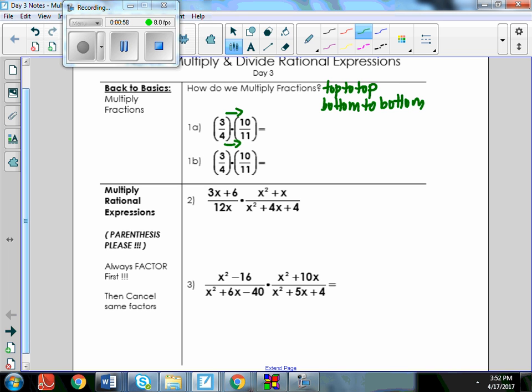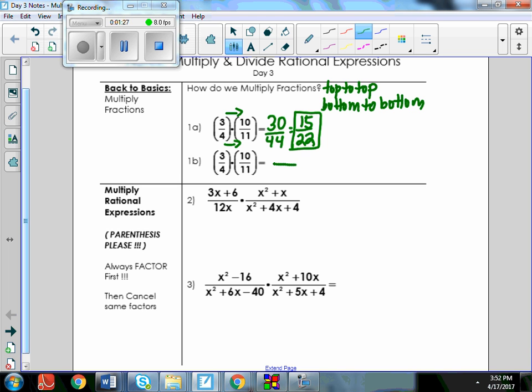So on the top one, what are you going to get? Good. Can you reduce that? Yeah. How do you know? They're both even, right? So they're both divisible by 2. Can you reduce it any further? No.